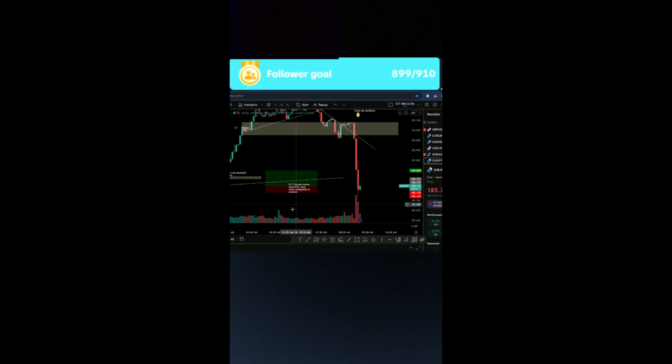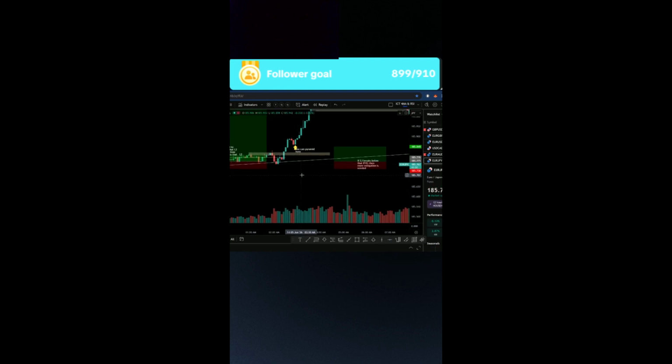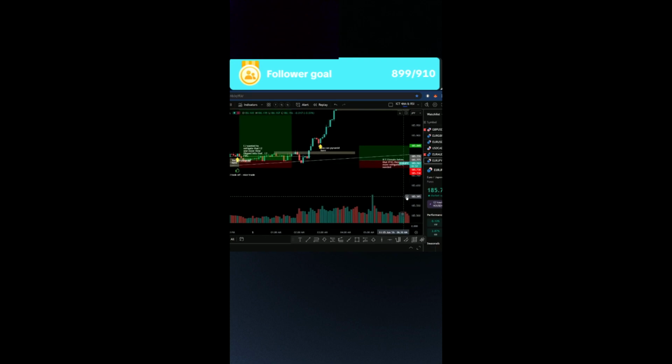Got to move down, level 1, level 2, and then level 3. What did we say earlier? We want to get that move from level 2 to level 3. That's where the distribution is. And that's exactly what happened. So yeah, there's nothing really set up unless we're looking at a possible move to the downside. That was a very big move to the downside.